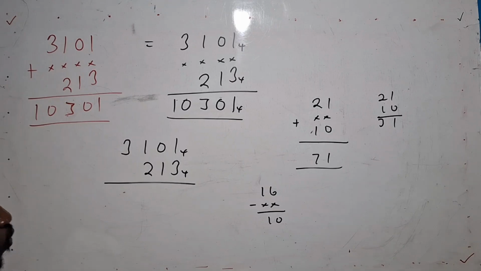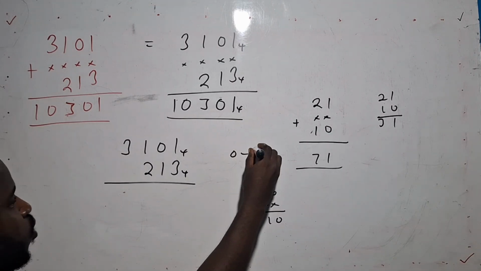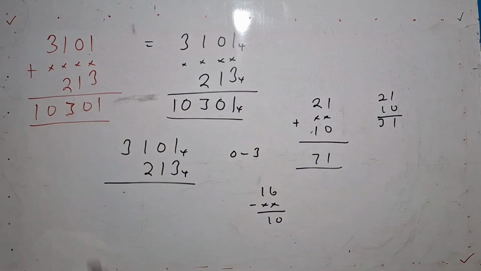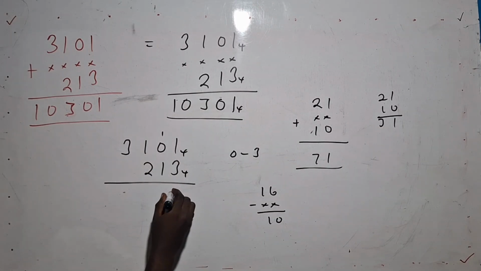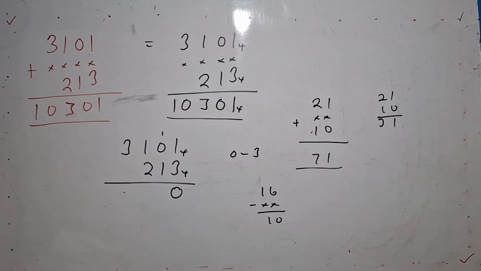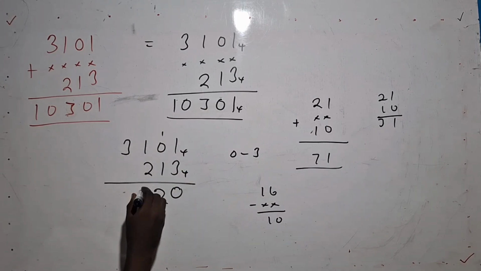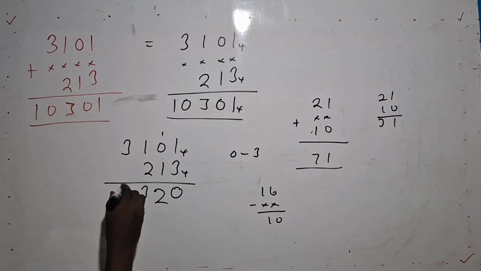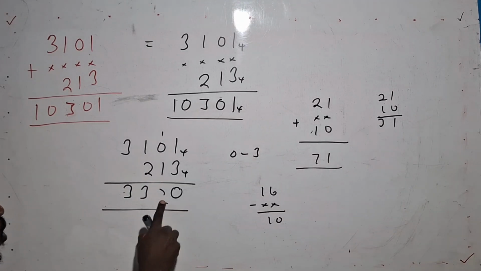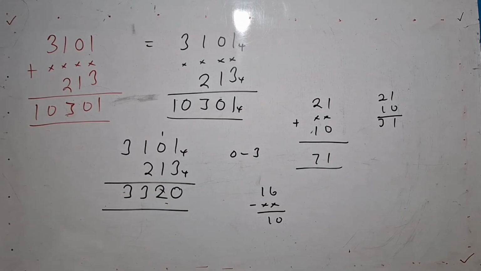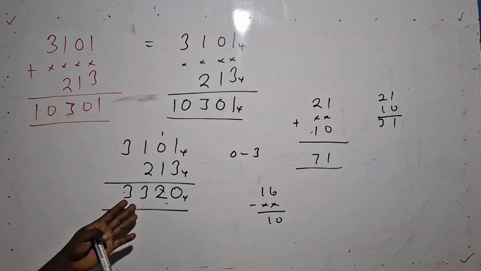Now, in base 4, we know the numbers range from 0 to 3. So 1 plus 3 is 4. We don't need 4 in base 4. 4 divided by 4 is 1, remainder 0. Then 1 plus 1 is 2. It's accepted in base 4, you write it. This one is 3. It's accepted. Then we have our 3 here. So this is the answer we've gotten here in base 4.